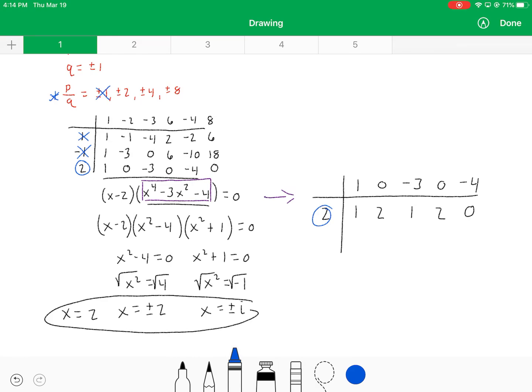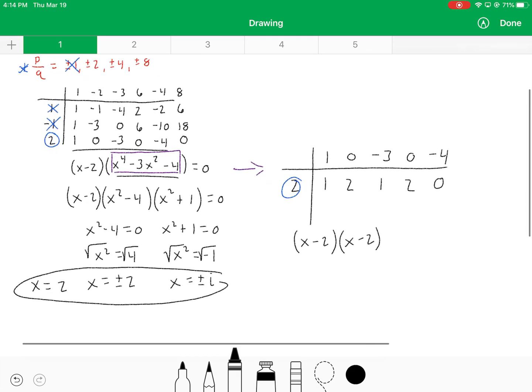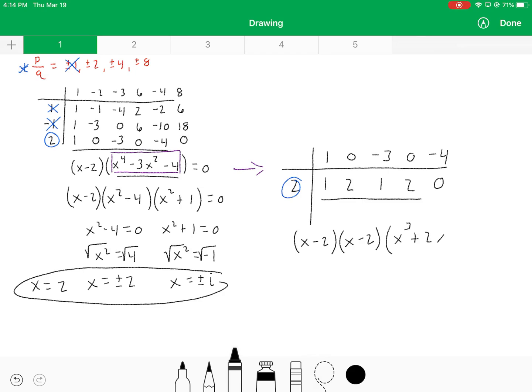And at this point, we would take it to a factorization. We have the initial x minus 2 and then another x minus 2 off of this new division, followed by these four values, which will lead you to a factor of x cubed plus 2x squared plus x plus 2.